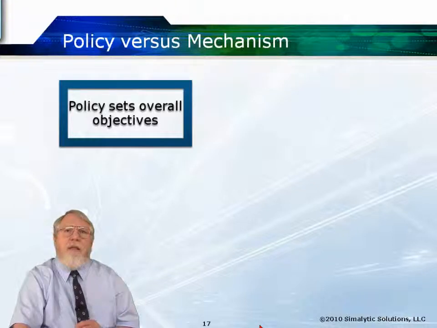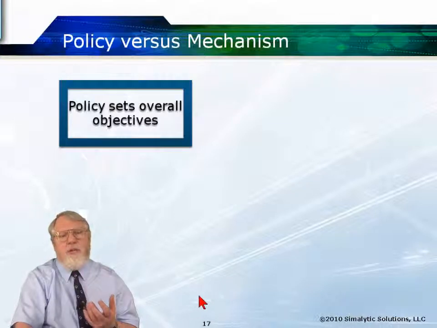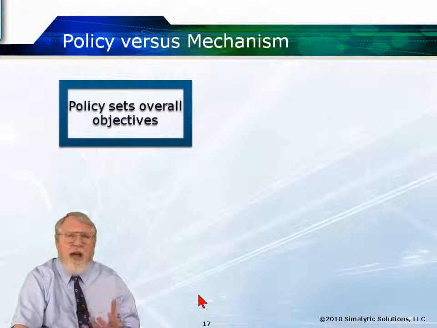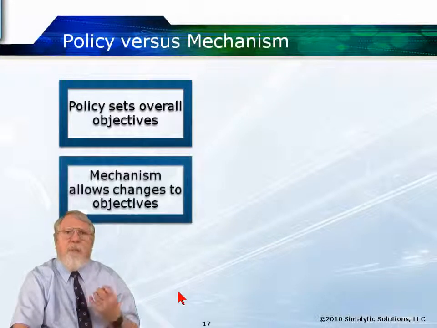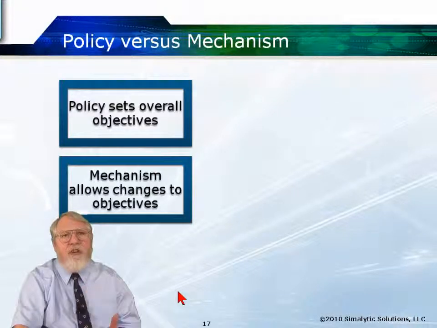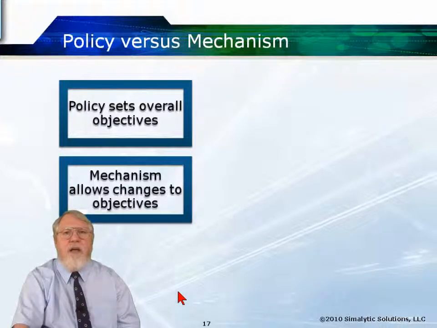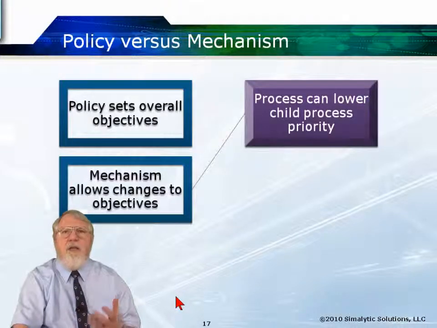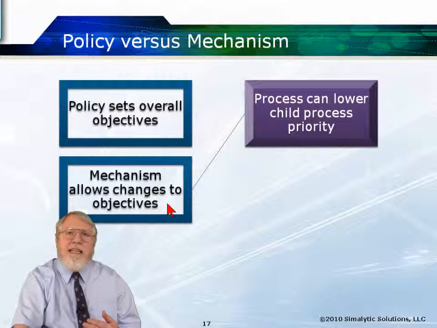So first let's look at policy versus mechanism. The policy really sets the overall objectives. It determines the philosophy behind what the operating system is trying to do. The mechanism is the implementation of that policy. It allows changes to the objectives, but within that philosophy of the objectives of the operating system. So a process can lower a child process priority. So that's a mechanism within that policy.